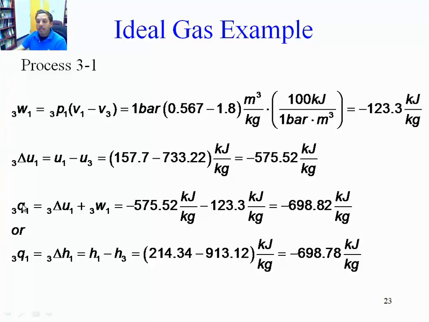And therefore we can calculate the Q. The Q is delta U plus W according to the first law. Delta U is negative 575.52. Work is minus 123.3. That gives us a net amount of heat in the process from 3 to 1 of negative 698.82. So this is rejection of heat, waste to the atmosphere. In this process from 3 to 1, we're not putting fuel in, we're not injecting heat into the CO2, we're letting the CO2 release energy over to the atmosphere.